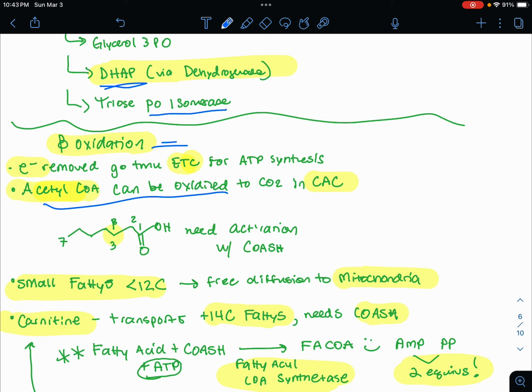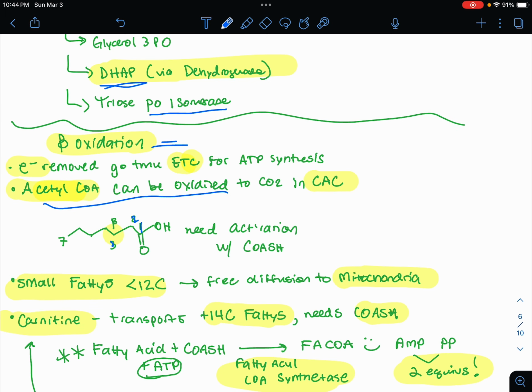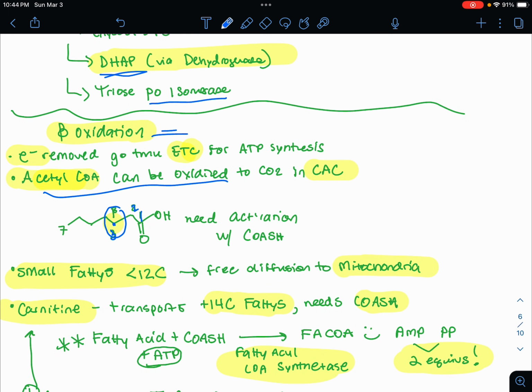It's called beta oxidation because you are working with the beta carbon. If you number the carbons in our fatty acid structure, which is like a carboxylic acid, the one I have on screen has 7 carbons. So we start with carbon 1, that's the one that's double bonded to the oxygen as well as the OH, and then carbon 2 is right next to it. Carbon 3 is our beta carbon. So all of the beta oxidation steps will be happening at that third carbon, aka the beta carbon.